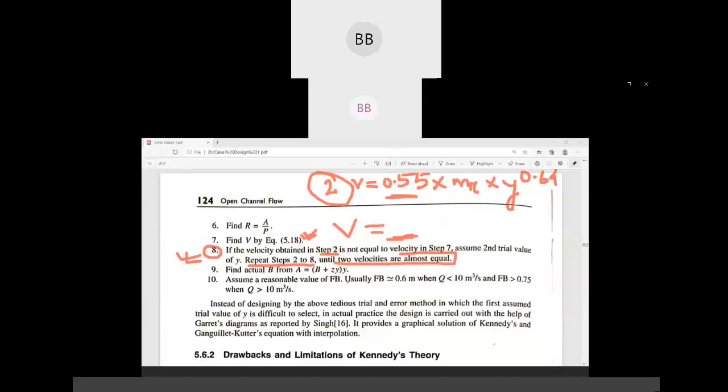Okay, so then we move on to step number 9. Till step number 8 we are going to fix our y value. What will be the depth of the channel? By the trial and error method we are going to fix the y value. What will be the ultimate y, or depth of the channel, the maximum depth of the channel?